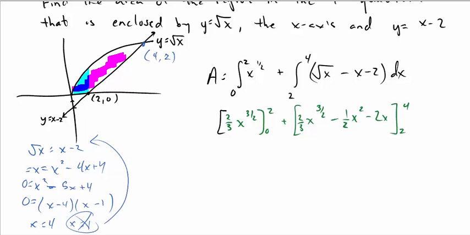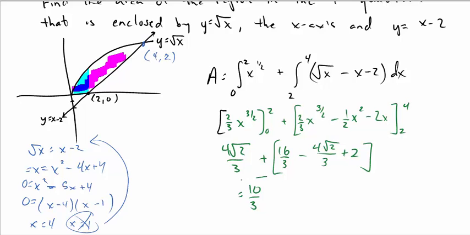So here are our antiderivatives. Now we're going to substitute the limits of integration in. We get 4 root 2 over 3 minus 0 plus 16/3 minus 4 root 2 over 3 plus 2. And this is equal to 10/3. So there is our area between these two curves.